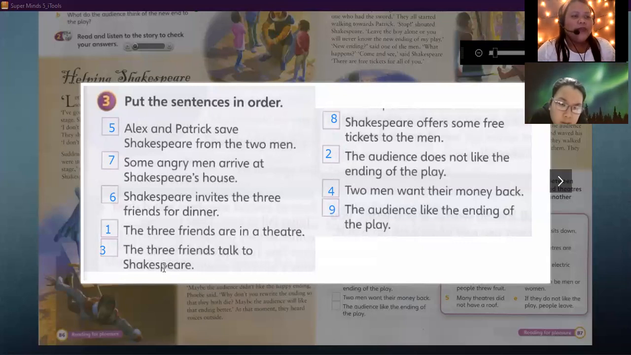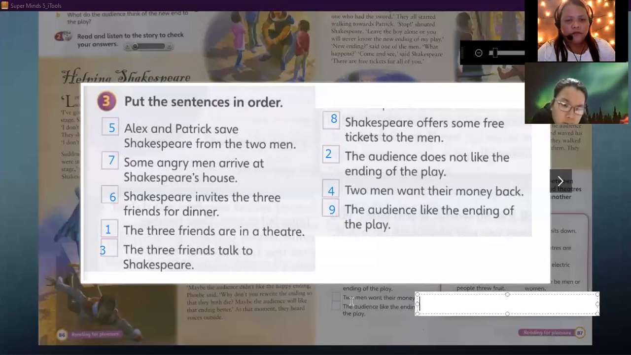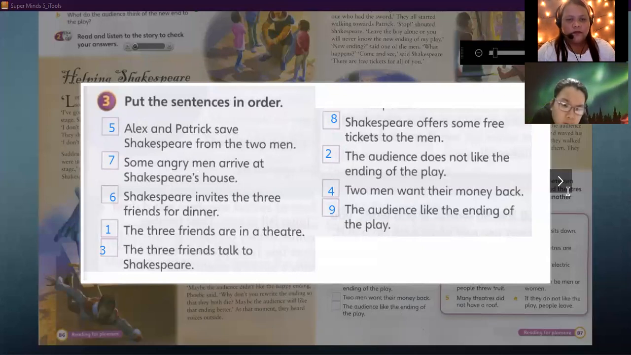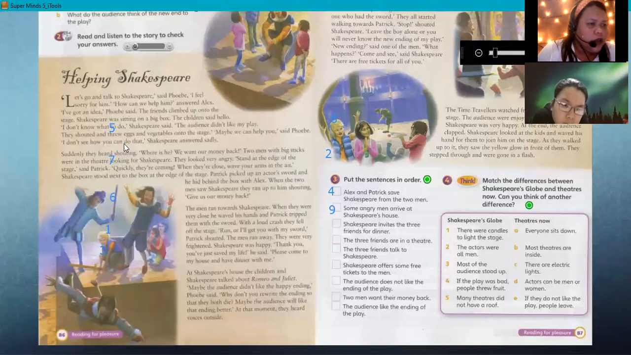And fifth, Alex and Patrick saved Shakespeare from the two men. Okay. Do you think that this is the fifth one? Yeah. Okay, let us check first.